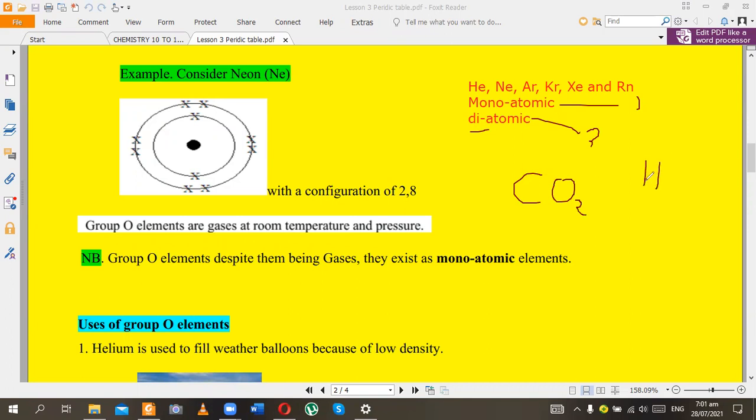Monohydrogen, one hydrogen, or dihydrogen, dihydrogen monoxide, that's water. You can also have carbon monoxide. Okay, so I'm just trying to give an emphasis on these prefixes, mono as well as di. Now, when you say these guys are monoatomic elements, what do we mean?